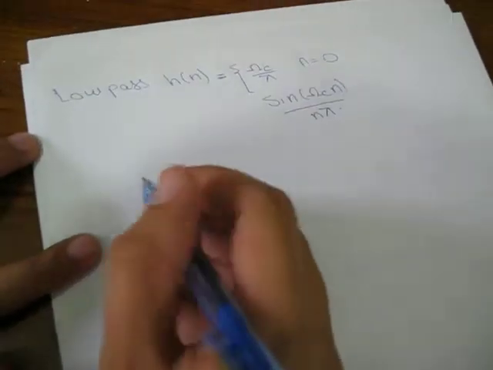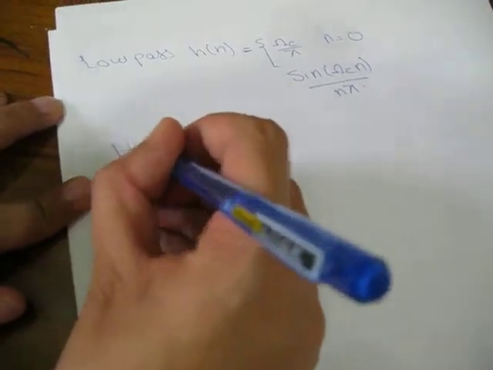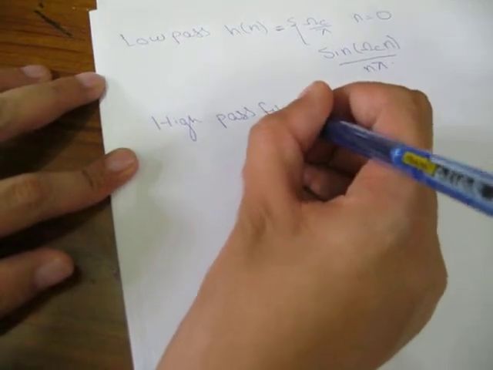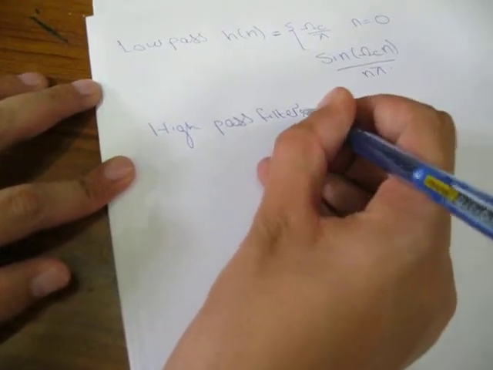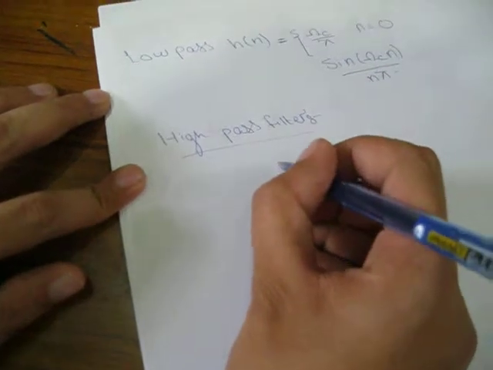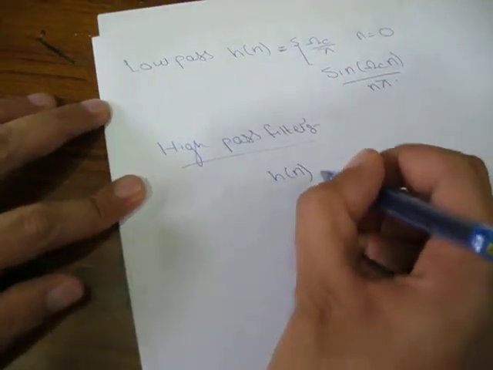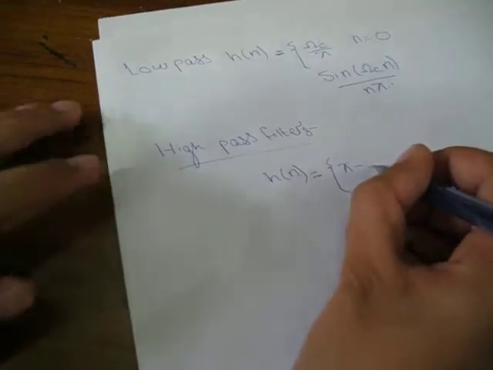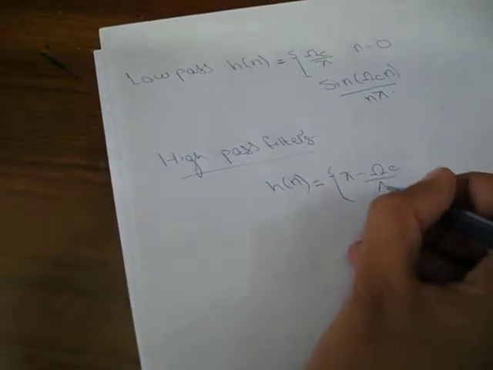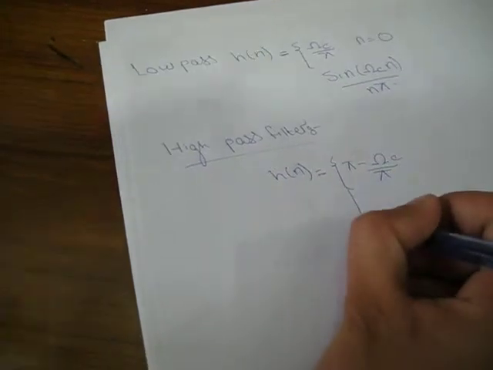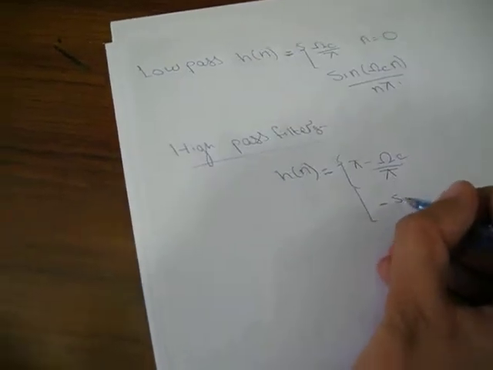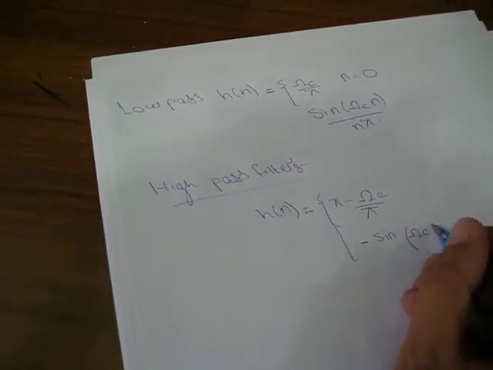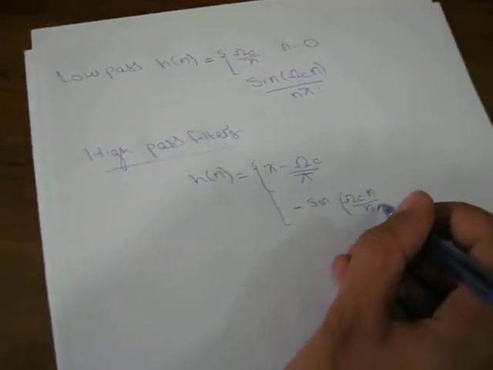Now if we have to design a high pass filter, then h of n when n equals 0 is calculated as pi minus omega c divided by pi, and when n is not equal to 0, then it is calculated as sine omega c n over n pi.